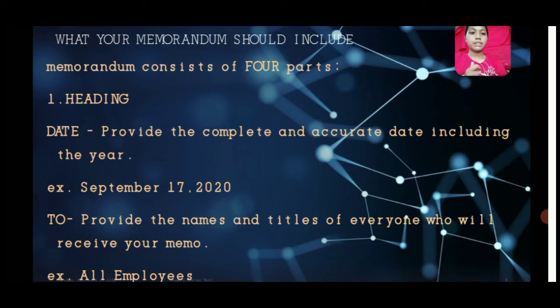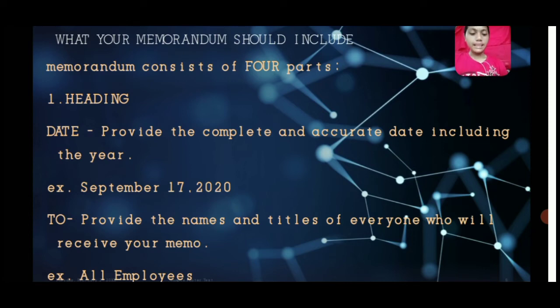So let's first talk about date. Provide the complete and accurate date, and don't forget to include the year. List the date in which the memo is distributed. For example, September 17, 2020. As you can see, we have the month, the day, and the year. Now let's move on to the next one.